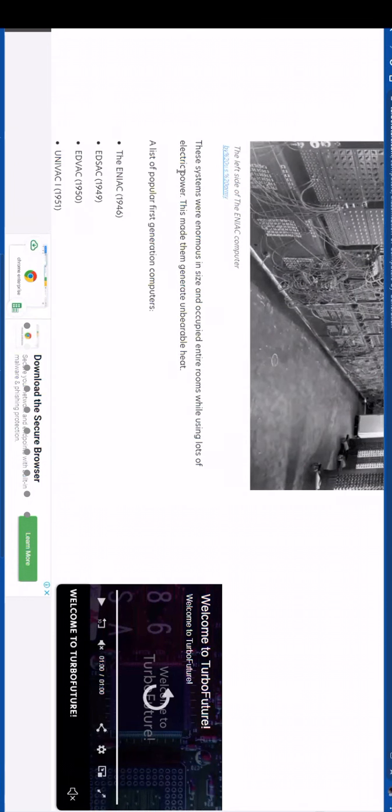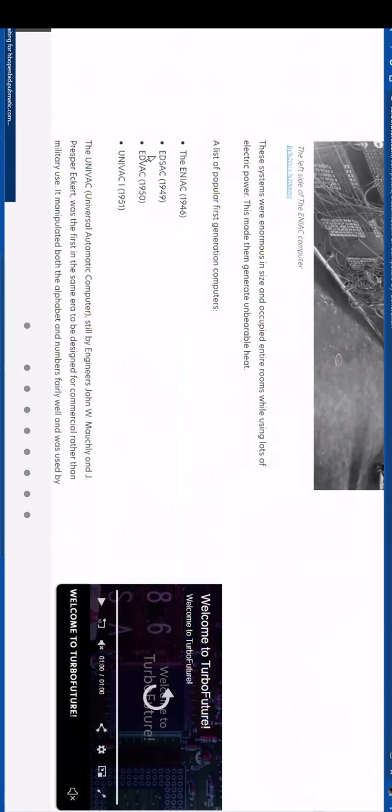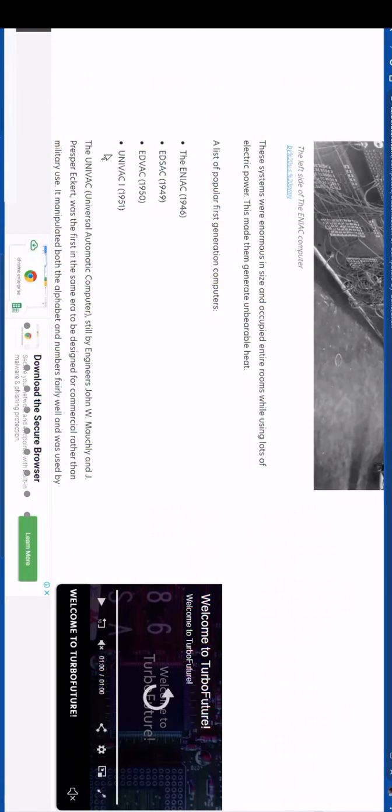So these are the popular first generation computers. This is the ENIAC, this is the EDVAC, this is the UNIVAC, Universal Automatic Computer, that was also developed by Mauchly and Eckert. And these are the first generation computers. When we look into the first generation computer, the size is big.